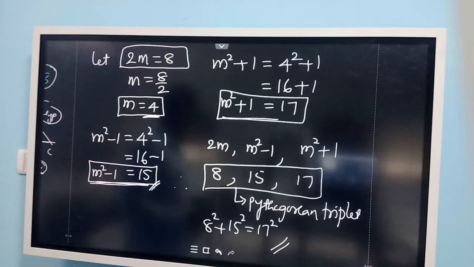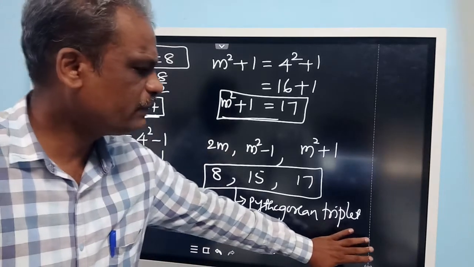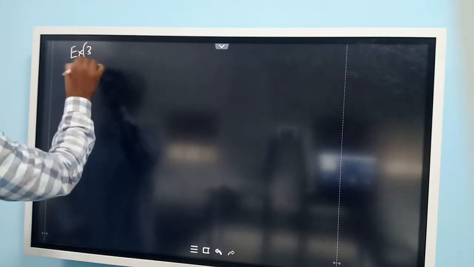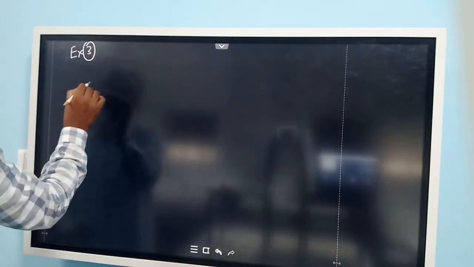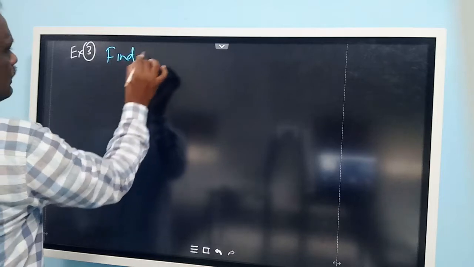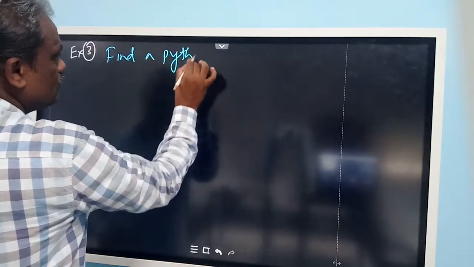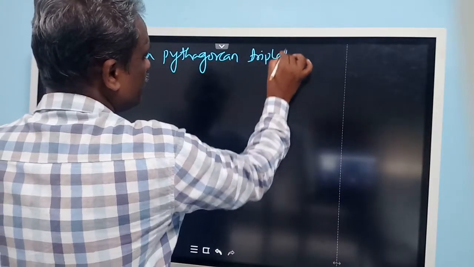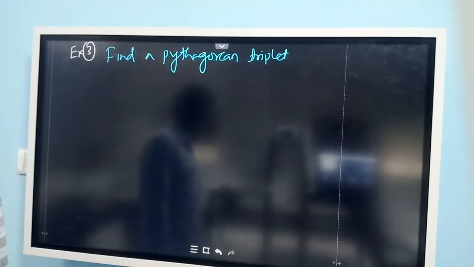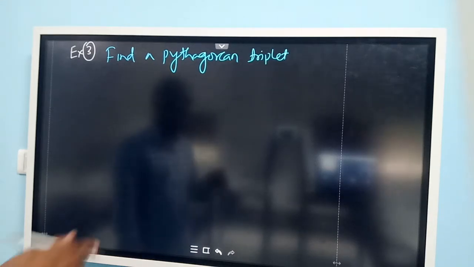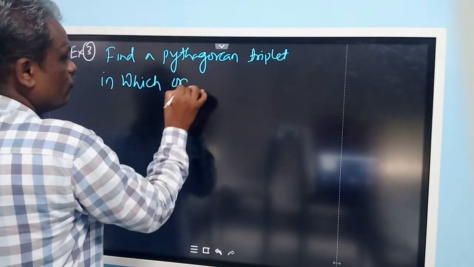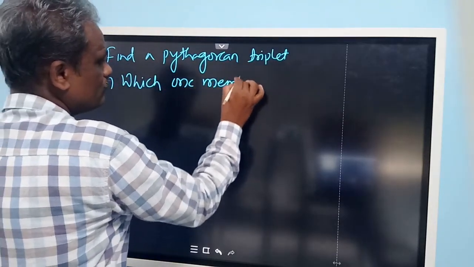Now I will give one question. Try to do this. Find a Pythagorean triplet. Example 3. Find a Pythagorean triplet in which one member is 12.